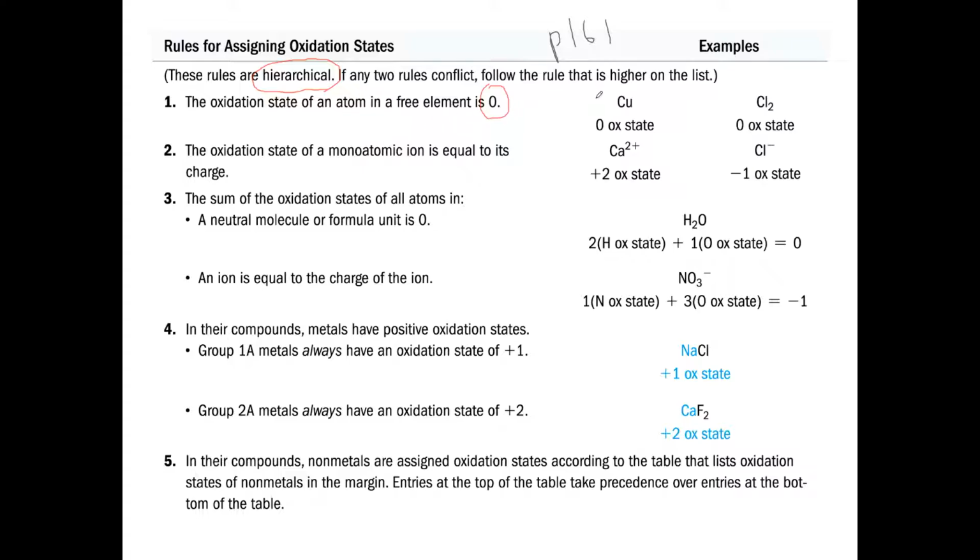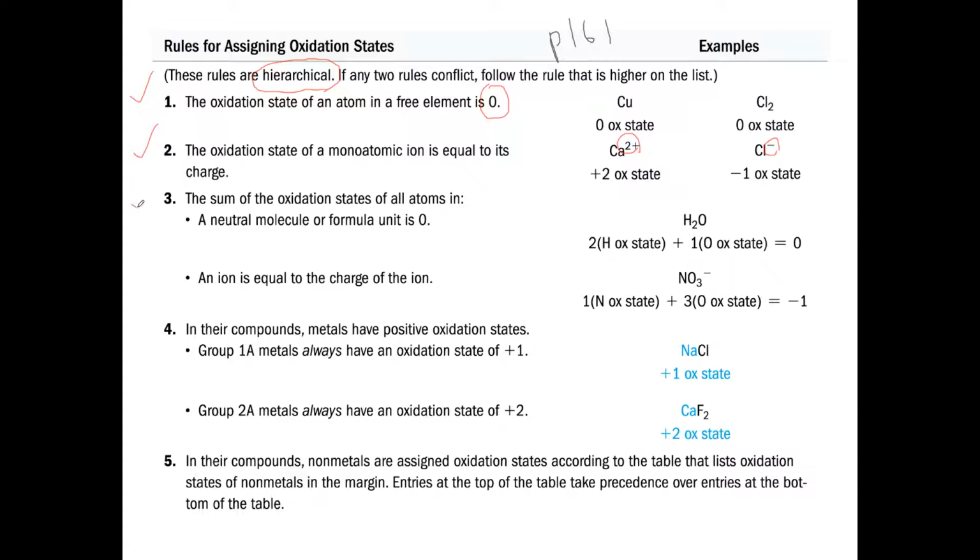So copper has an oxidation state of 0. Chlorine has an oxidation state of 0, because it's a free element. Do you see that? Chlorine's by itself. Okay, rule number 2: the oxidation state of a monatomic ion is equal to its charge. So calcium is going to have a +2 oxidation state, and chloride is going to have a -1 oxidation state. That's rule number 2.